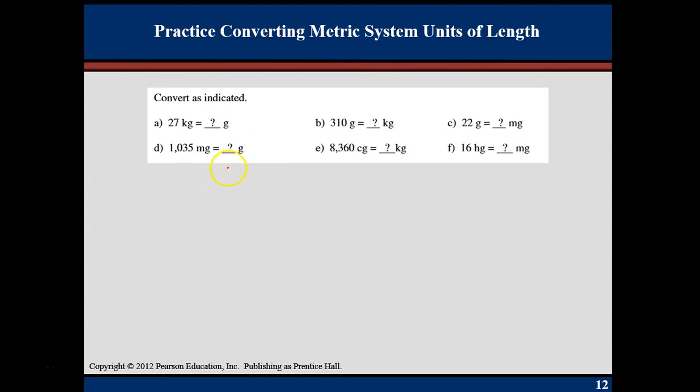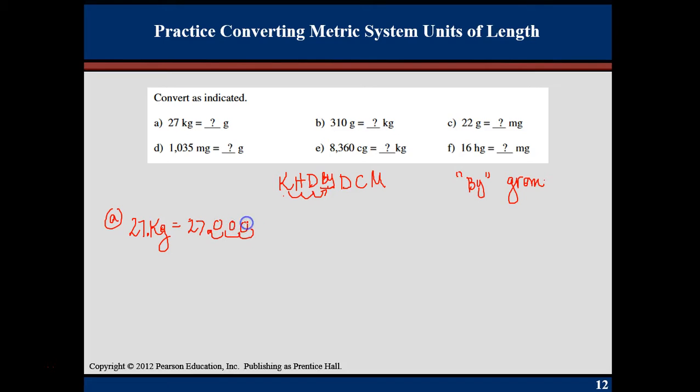Let's do some practice. I have King Henry died by drinking chocolate milk, and where my "by" here is going to be grams. So if I have kilograms in A, I'm starting here and I want to go to grams. So 27 kilograms, I'm going to have to go 1, 2, 3 spots to the right. So I'm going to take this decimal point 3 spots to the right. So 1, 2, 3, and I'm going to have to put in my zeros, and I'm talking about 27,000 grams.